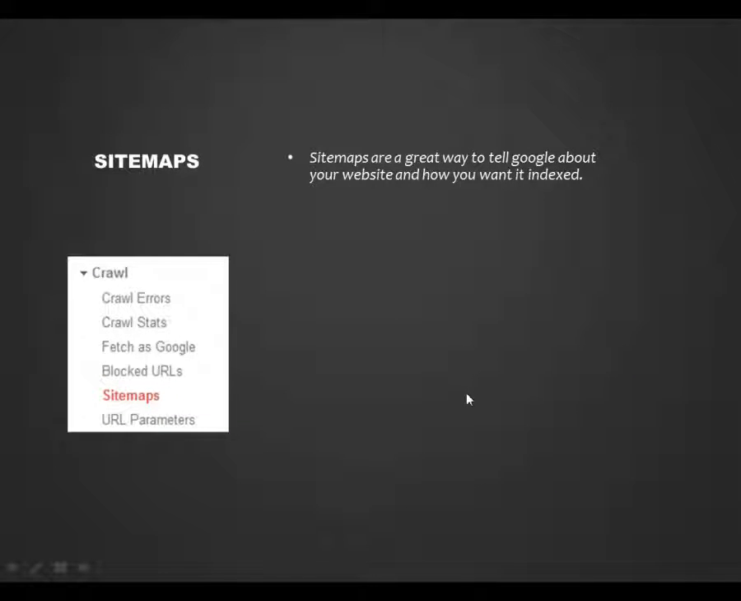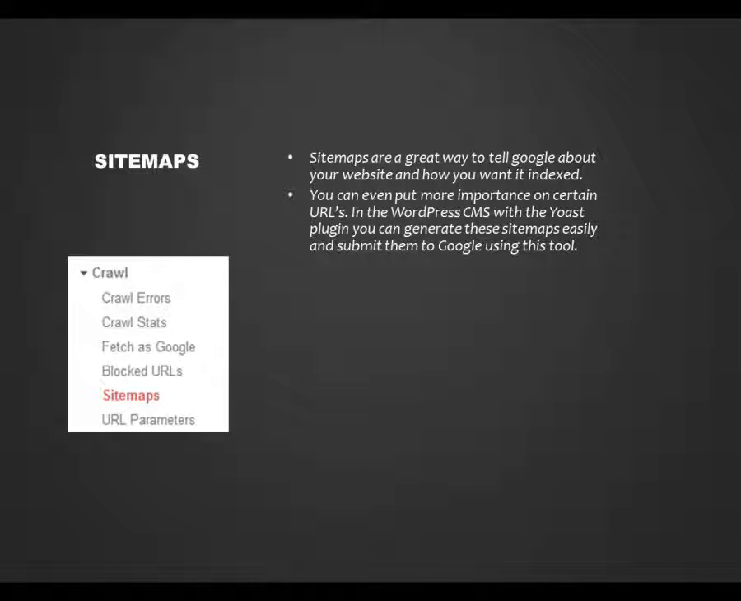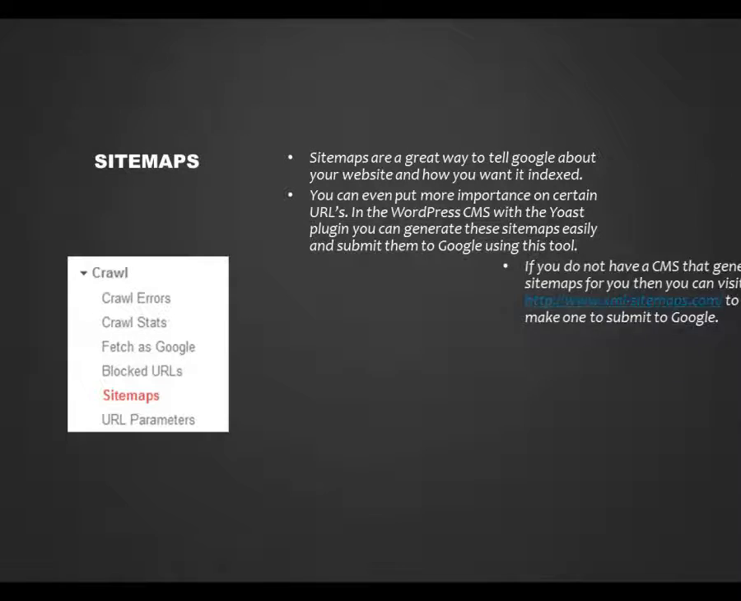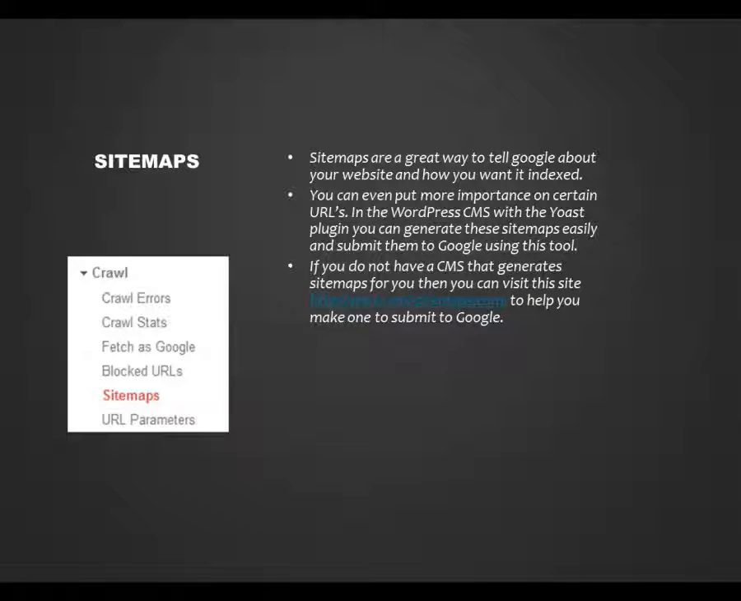Sitemaps. Sitemaps are a great way to tell Google about your website and how you want it indexed. You can even put more importance on certain URLs. In the WordPress CMS with the Yoast plugin, you can generate these sitemaps easily and then submit them to Google using this tool. If you do not have a content management system that generates sitemaps for you, then you can visit this website here, XML-sitemaps, to help you make one to submit to Google.